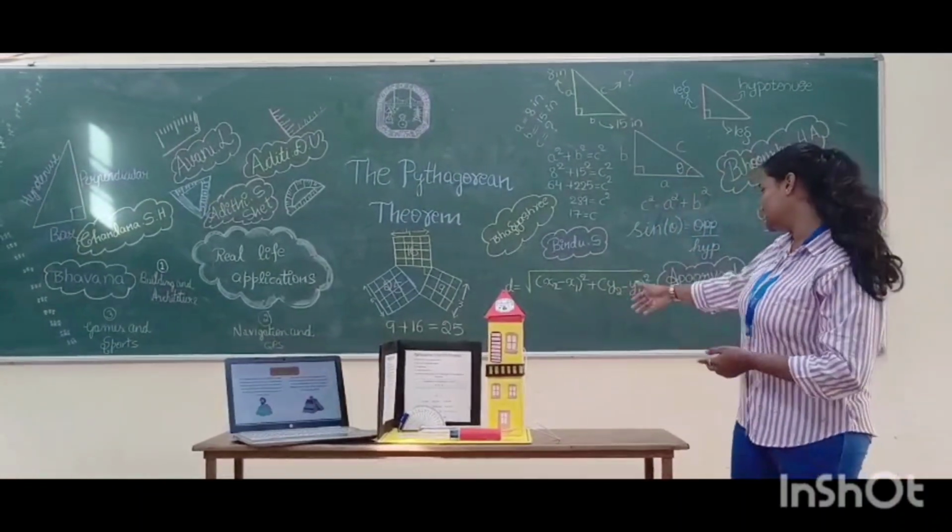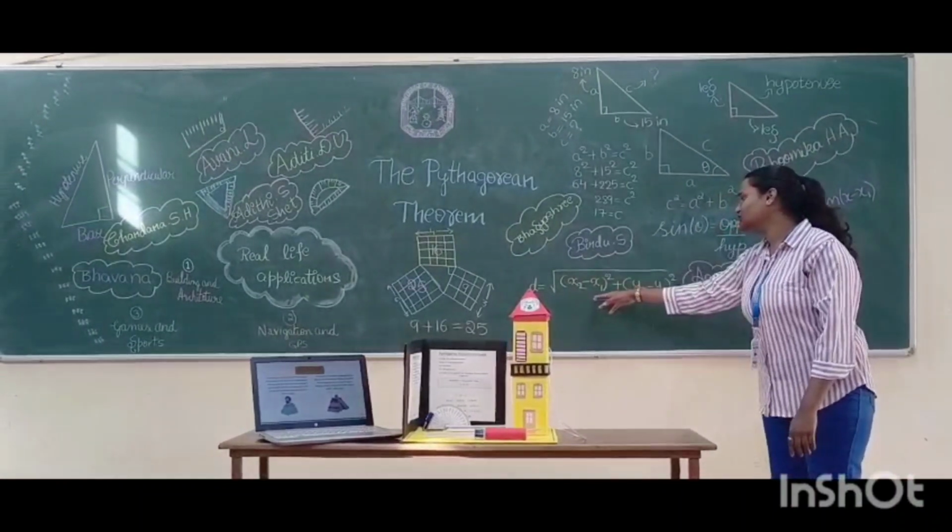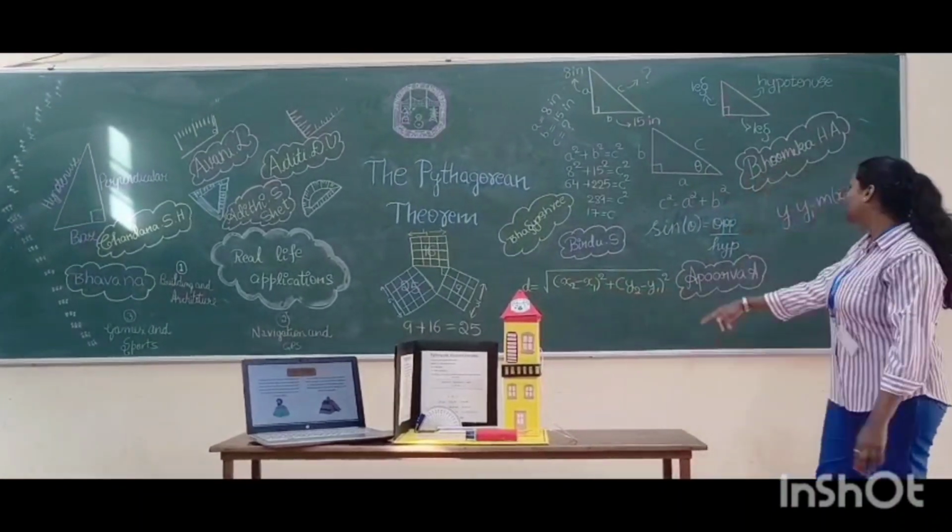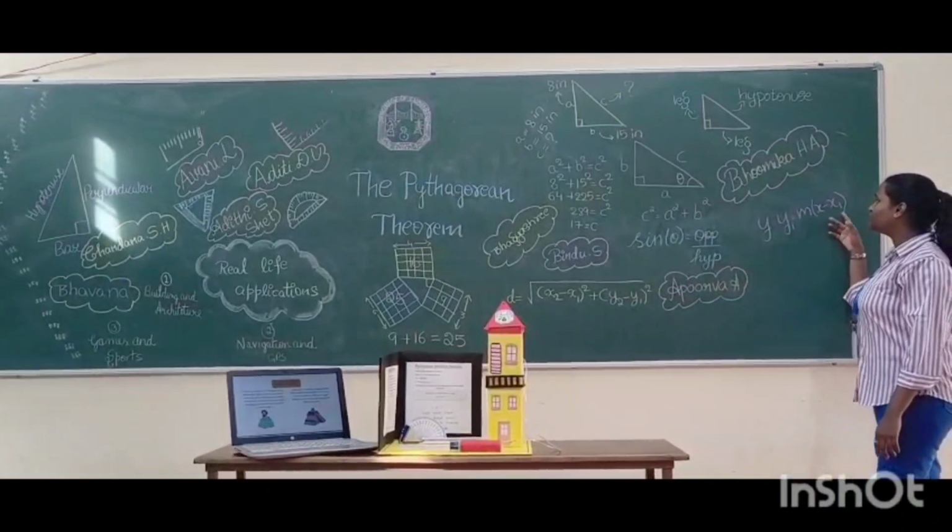The distance formula is the square root of (x2 minus x1) whole square plus (y2 minus y1) whole square, and another formula is y minus y1 is equal to m into (x minus x1).